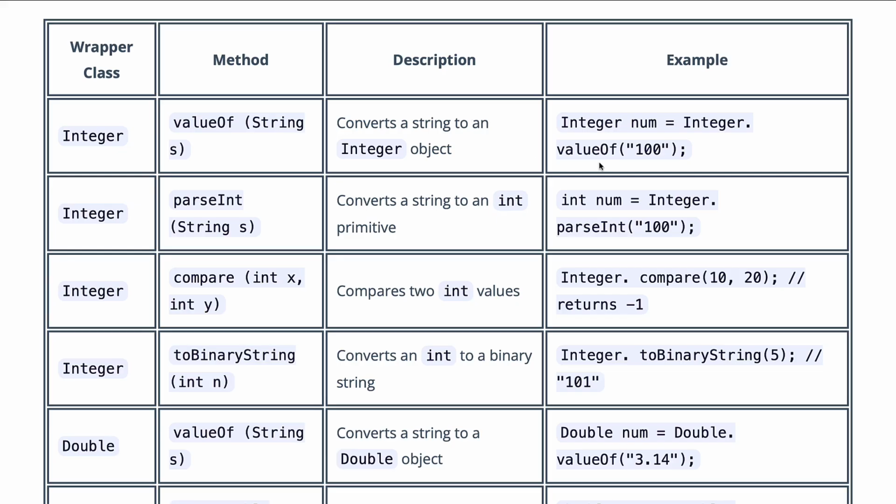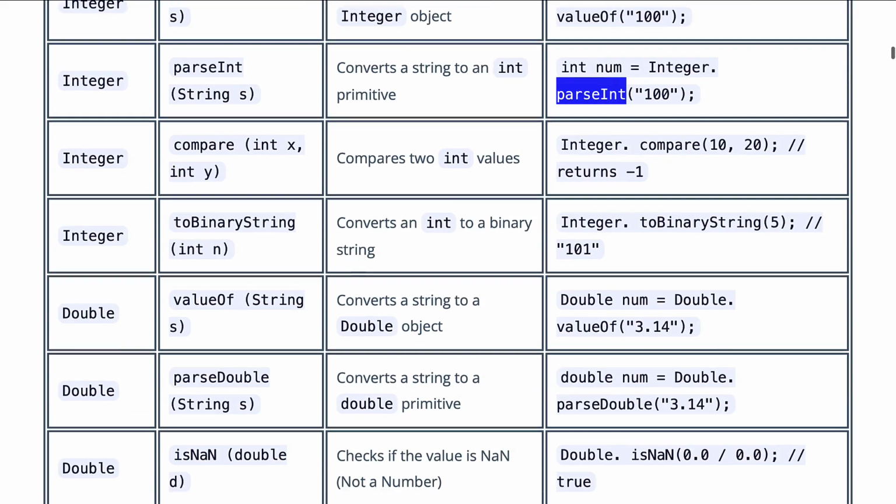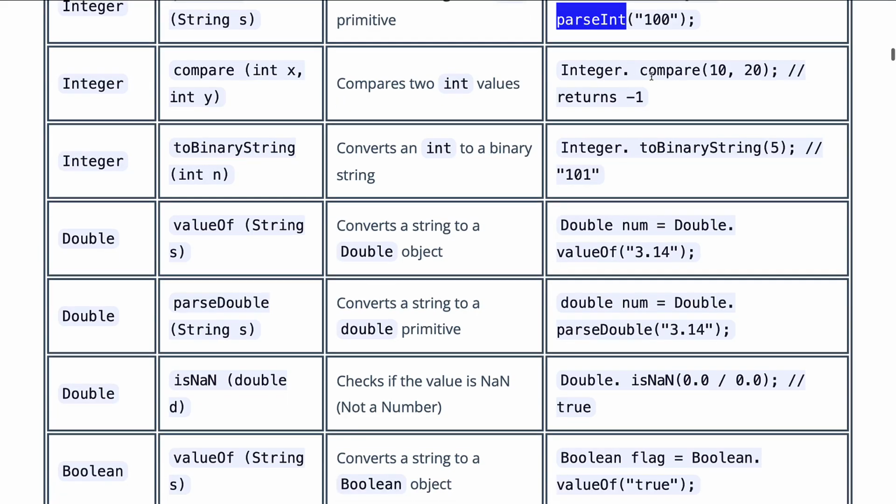So if you want to convert a string into an integer object, you can say Integer.valueOf("100") and create an integer value. An alternative is also to use parseInt. You also have methods to compare two integers. Do they have the same value? You can convert an integer to a binary string using toBinaryString.